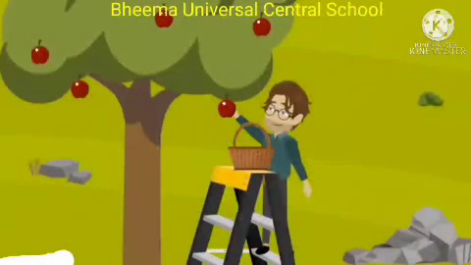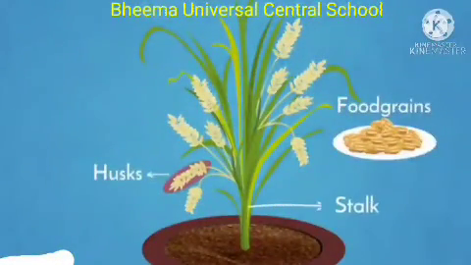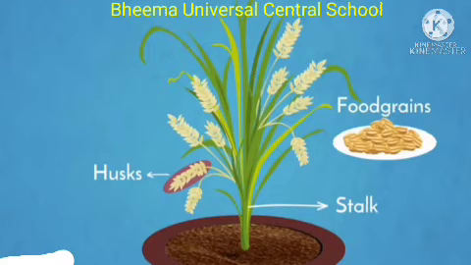Next method is threshing. We can obtain fruits simply by plucking them from the plant body. Food grains cannot be obtained this way. It is simply because there are a large number of food grains present in husk. These are attached to the stalk of the plant. Plucking each food grain from the plant body needs a lot of effort. Simply, it is impossible to pluck all food grains from all plants.